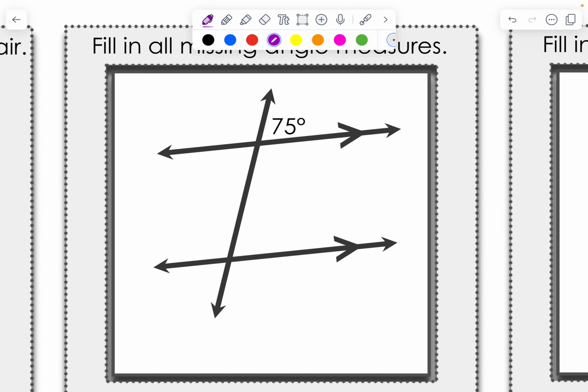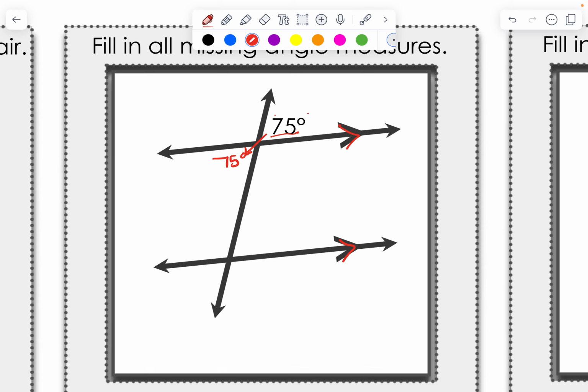So one thing I notice is that 75 degrees is vertical to this angle, which tells me that that angle will be 75 degrees. I can also now say that my 75-degree angle, my original angle, corresponds to this angle down here, so that would tell me that's 75 degrees. And this angle up here corresponds to this angle down here, so that means that has to be 75 degrees.